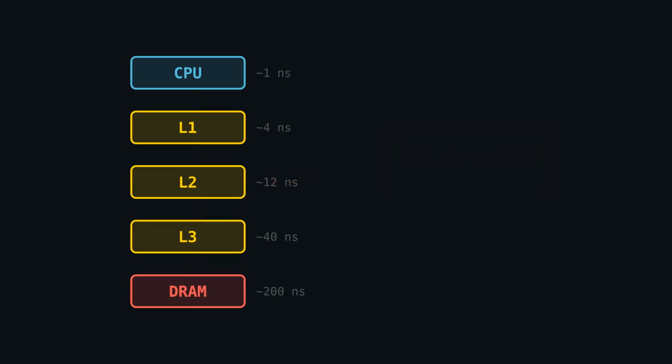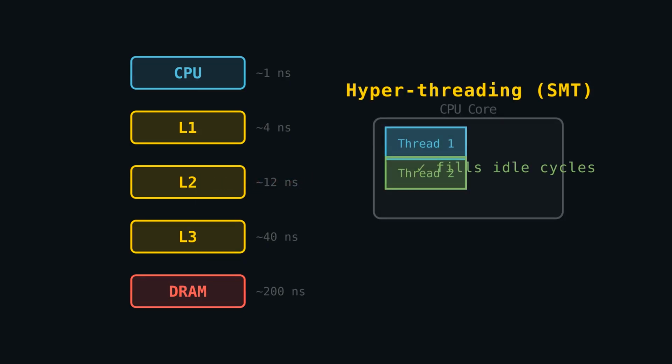Hardware designers had a fix: simultaneous multithreading, or hyperthreading. Run a second thread on the same core to fill those idle cycles. But for latency-critical services, this backfires. The competing thread can increase response latency by up to 92 times. And there's no middle ground. Hyperthreading is all or nothing.